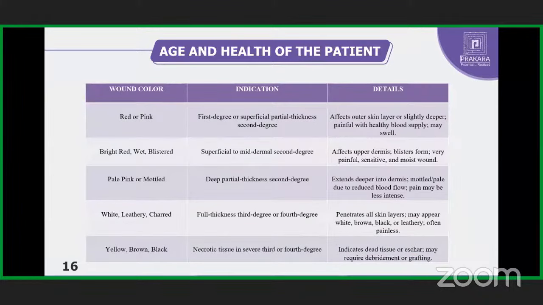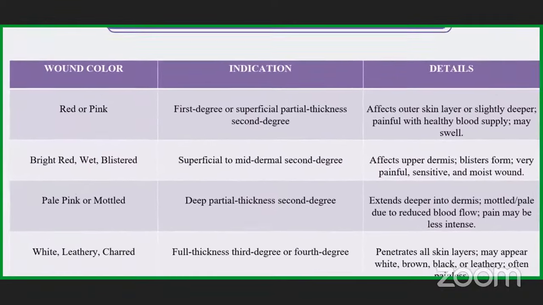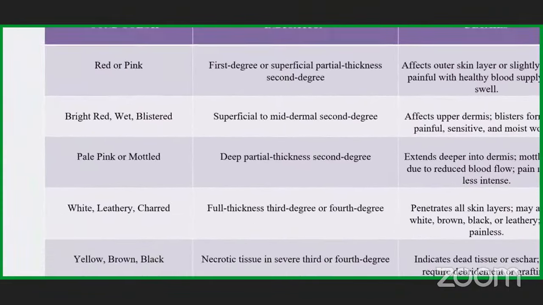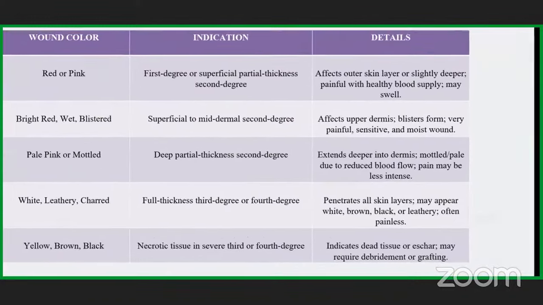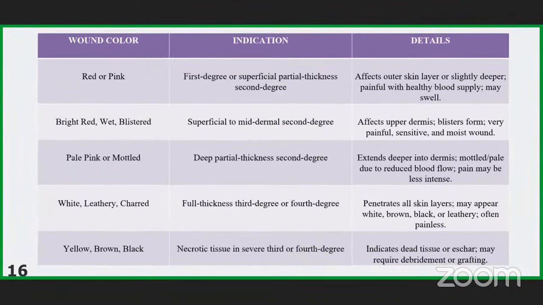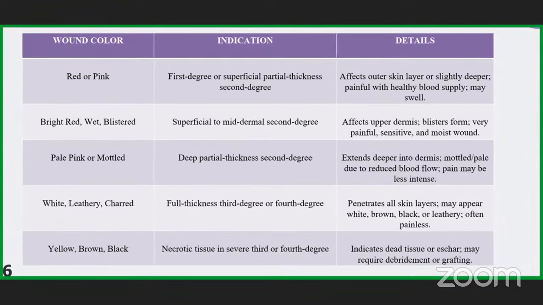Age and health of the patient. Depending on the color of the wound, you decide what the degree of the burn can be, whether it is superficial or deep. Red or pink color is obviously a first degree burn, or it is also seen in superficial partial thickness, that is superficial second degree, where the wound will also be red or pink. It affects the outer skin layer or slightly deeper. As I've said, in second degree burns there is involvement of the dermis, the superficial dermis in superficial second degree.